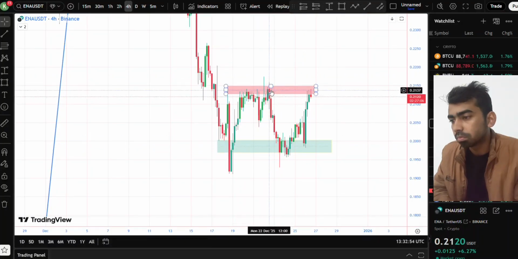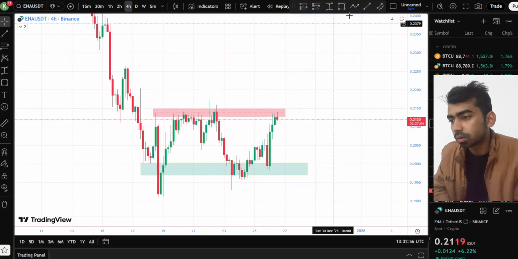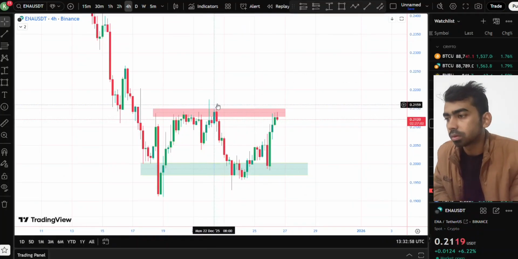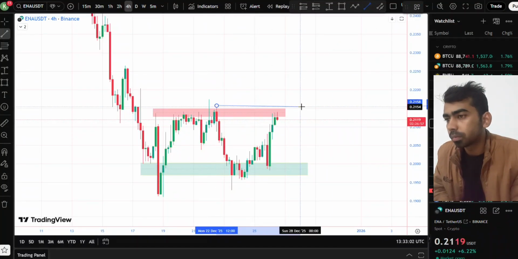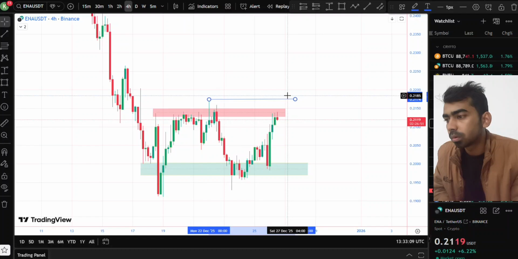This zone is behaving like a support, and this one is behaving like a resistance. Okay, there is also liquidity. And here is also lots of liquidity available.